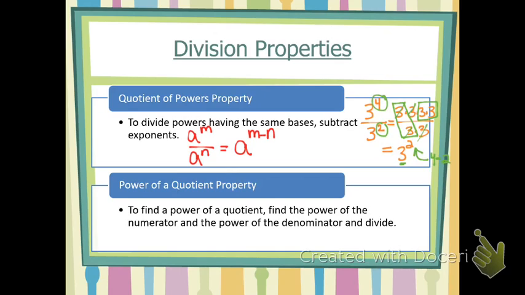And our last exponent rule is the power of a quotient property. Here you'd have a fraction raised to a power. Notice that this time the bases are different, and this one is almost like distributing again, where both the numerator and the denominator are going to get that exponent. So you have a to the m over b to the m.